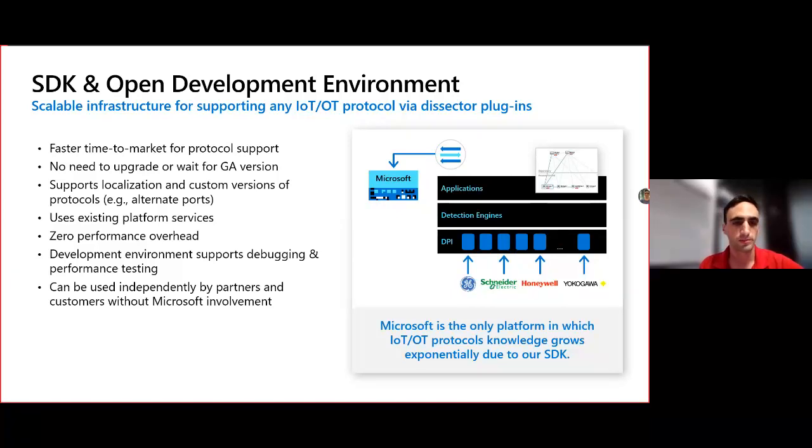This doesn't add any performance overhead to the sensor, as it plugs straight into the very base layer of the sensor. It's not an aftermarket add-on. It's not something that you have to add on top. It's really at the very, very basic layer of the sensor. And our development environment supports debugging and performance testing, which I will explain shortly.